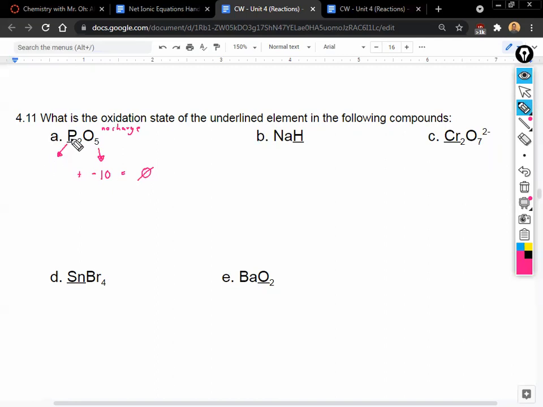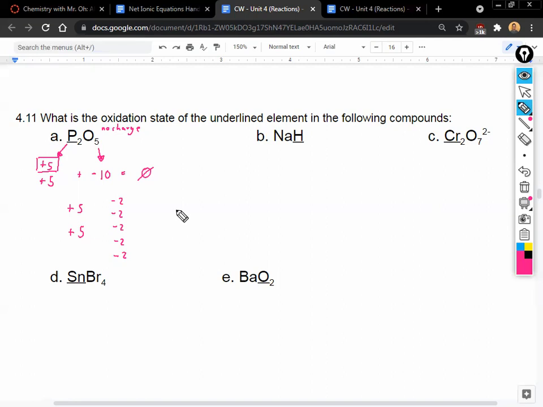+5, exactly, because there's 2 of them, right? So that means we need +5 and +5. That way they can cancel out the -10. Yeah, we're looking at them individually. So each phosphorus has to be +5. Okay, and again, it's because we have 2 phosphoruses, which are going to be +5 each, and then we have 5 oxygens, which are -2 each. So if we have 5 of them, that'll get us to -10. To balance it out, we need 2 different +5s.